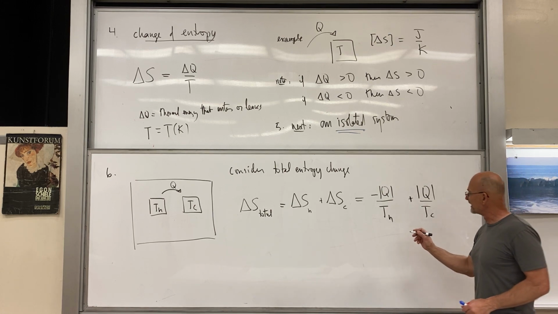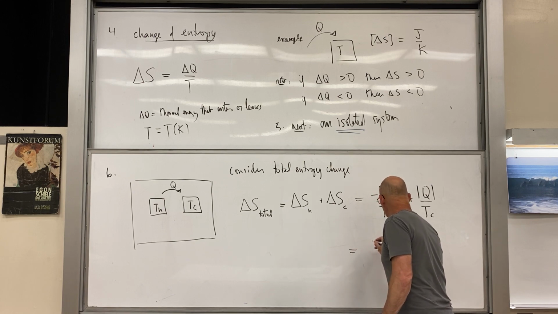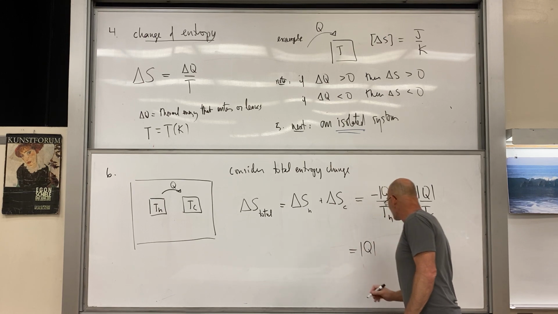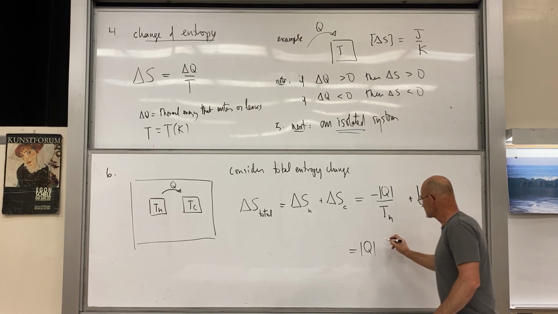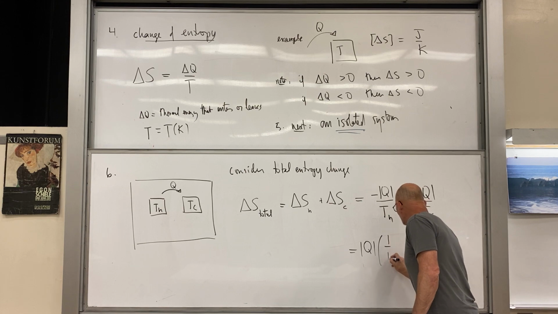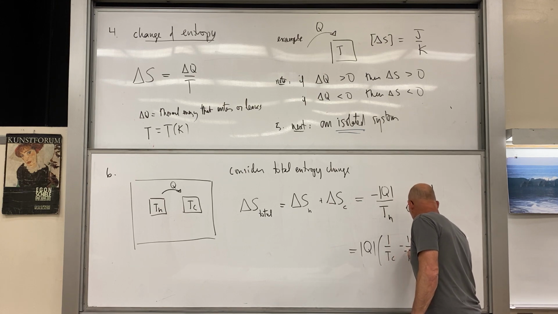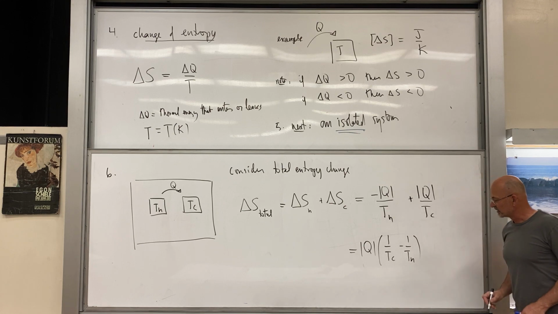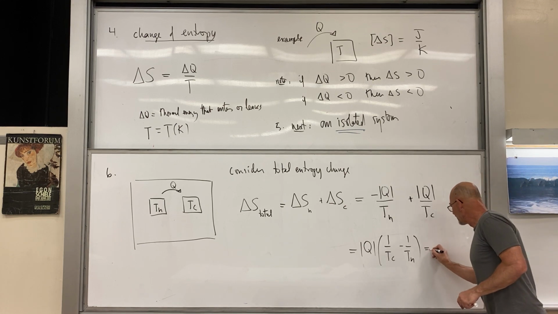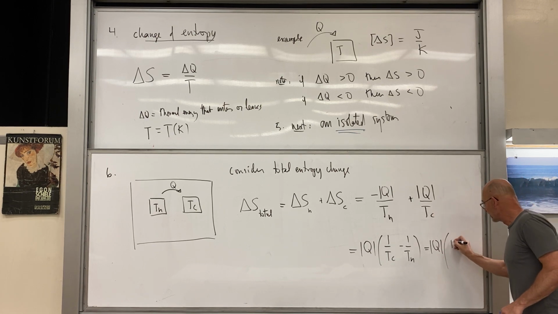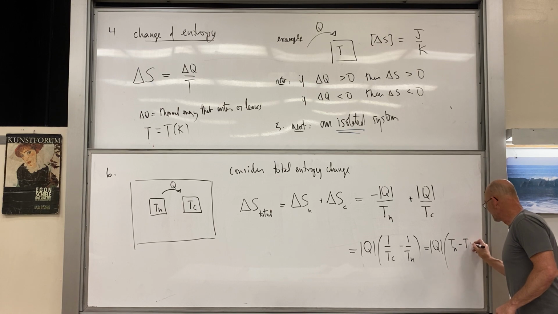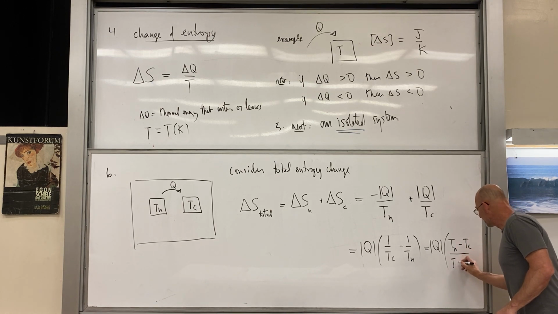So let's simplify this. That's equal to common factor Q, which is a positive number. Okay. And then what will we have? We'll have 1 over TC minus 1 over TH. Just to make sure we simplify that some more, that will be Q, and then we get a common denominator, and we'll have (TH minus TC) over (TC times TH).